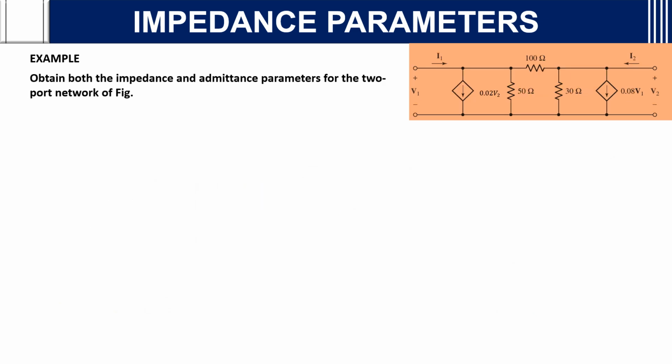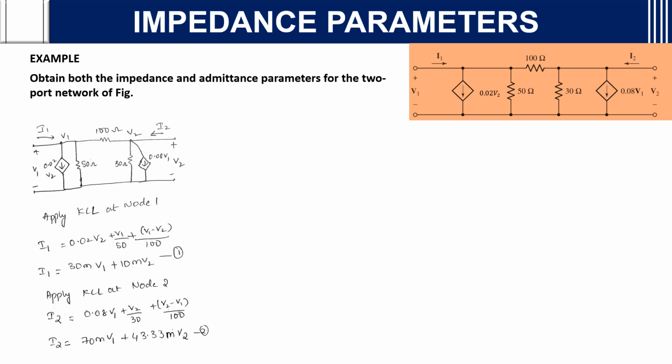Obtain both the impedance and admittance parameters for the two-port network. First, if you see, if you connect this 50 ohms, here also it is the same. For easy purpose, I have changed that, connecting this point and this also in the same way, 30 ohms with 0.08 V1. From this, you can easily get admittance parameters by applying KCL. Consider this V1 node and this V2 node. Apply KCL to node V1.